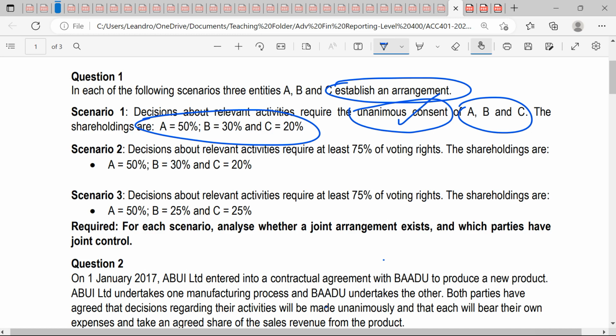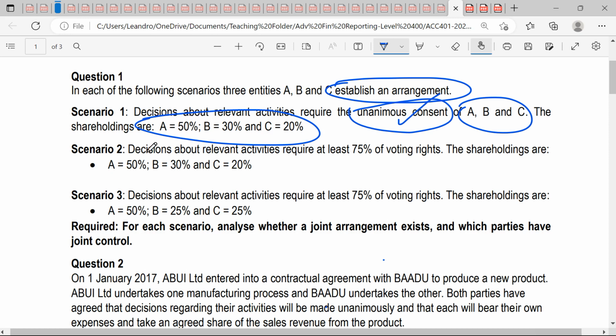They are together, three. So they are parties to a joint arrangement. A is a party, B is a party, C is a party. But the control is in the hands of all three because they all need to unanimously agree. So the joint control is about who takes decisions about the relevant activities. All right.